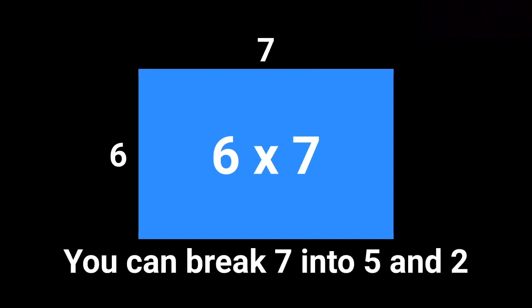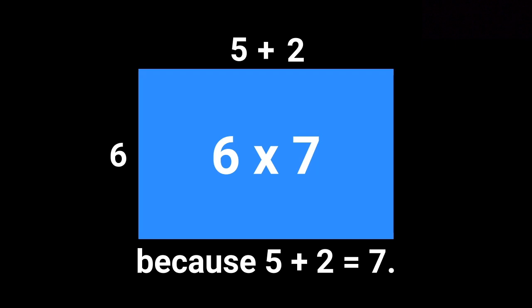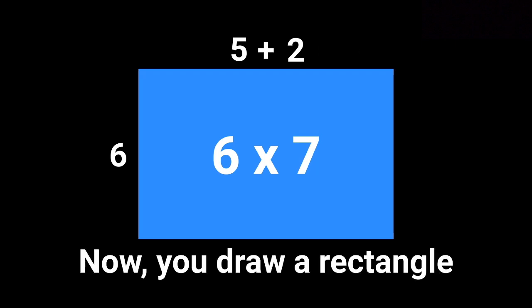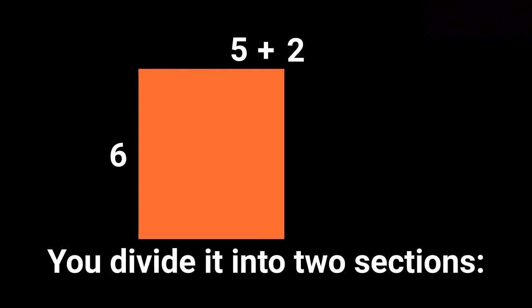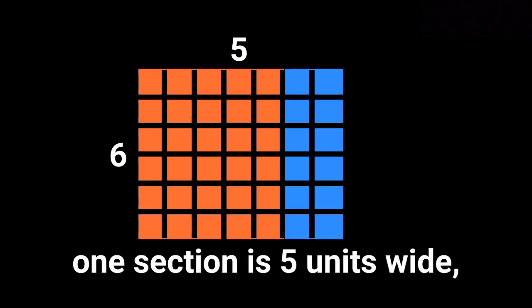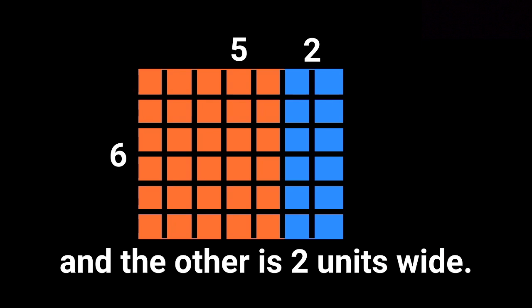You can break 7 into 5 and 2 because 5 plus 2 equals 7. Now you draw a rectangle that's 6 units tall. You divide it into two sections. One section is 5 units wide and the other is 2 units wide.